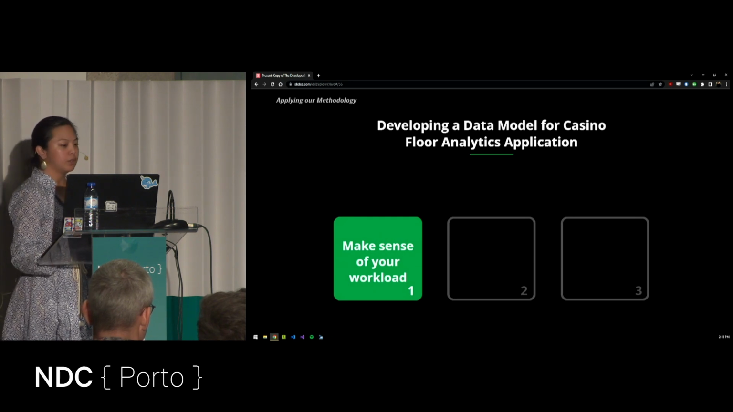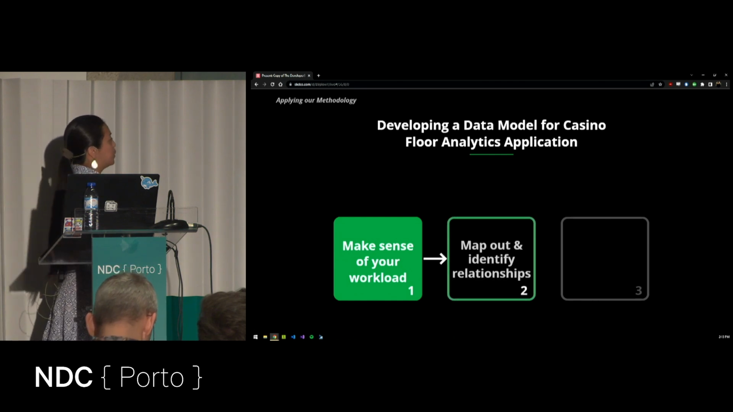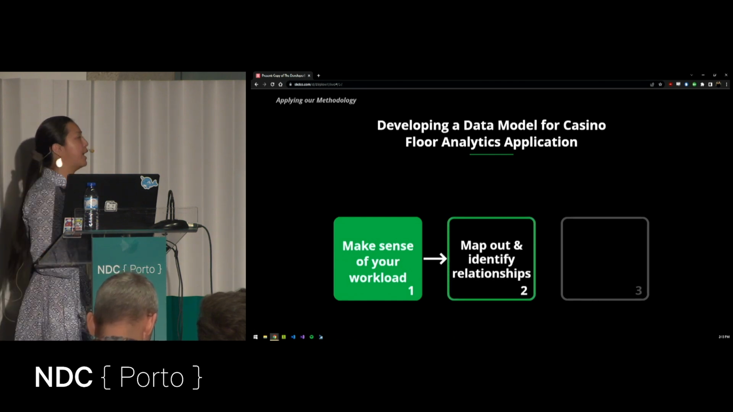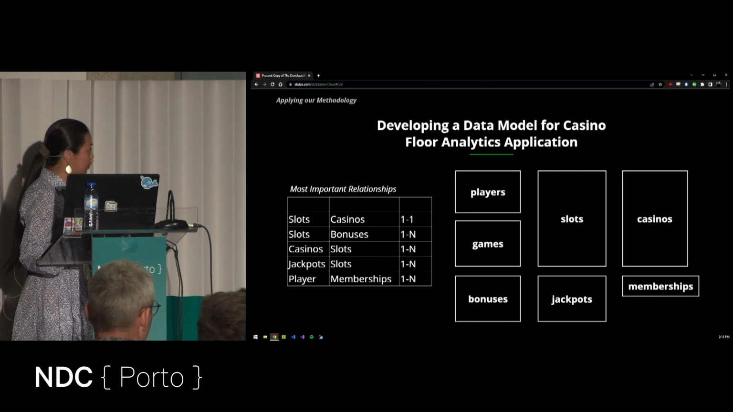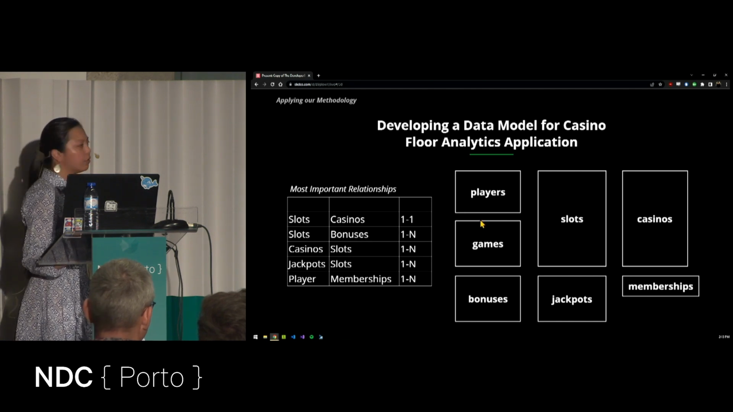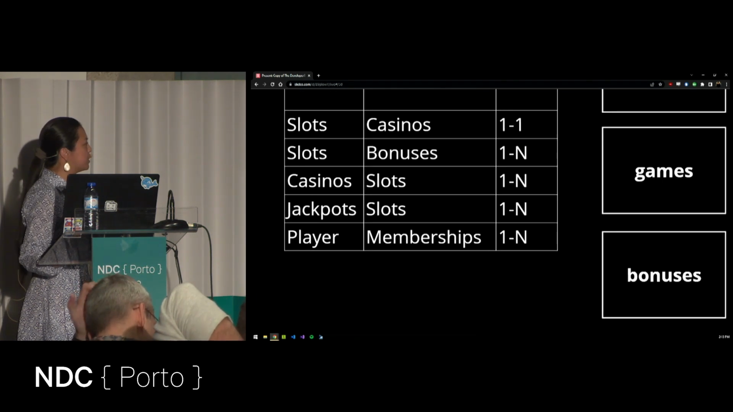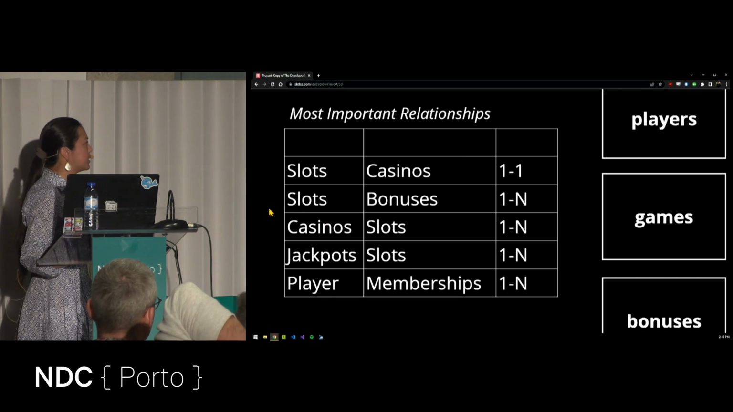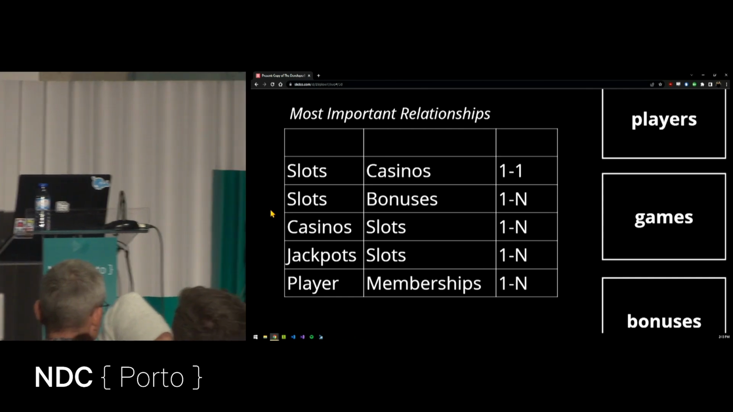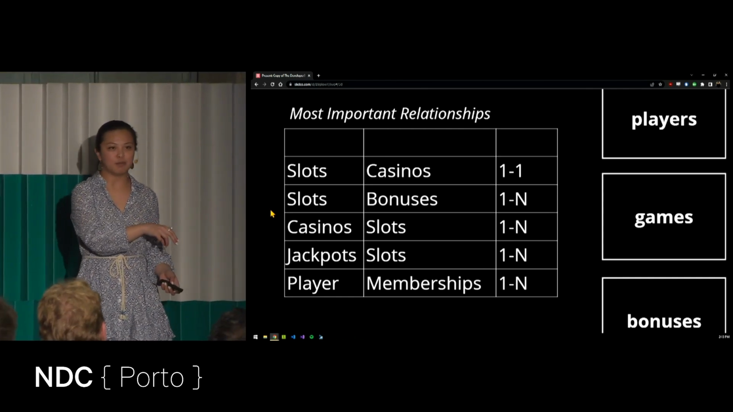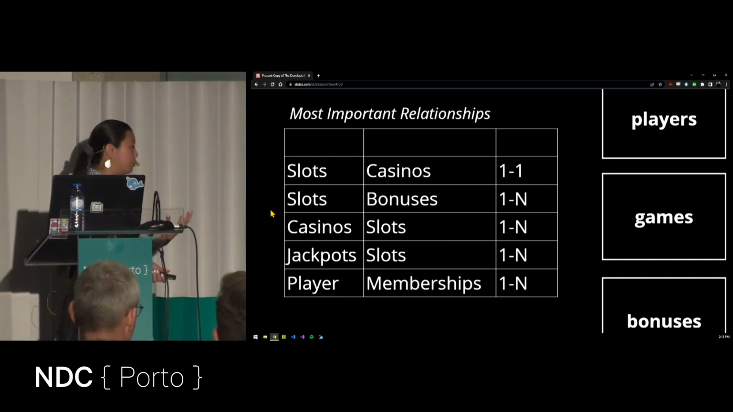So we've made sense of our workload. We have listed the top operations that we're going to run through. And now we want to map out and identify these different types of relationships. So after looking at the queries that we are running, we find that the most important relationships are these. We find that we have one-to-one with slots and casinos because each particular slot machine has its own serial number. There can't be a single physical slot machine that is part of two different casinos. So this is a one-to-one relationship.